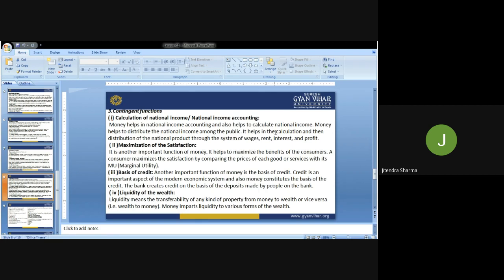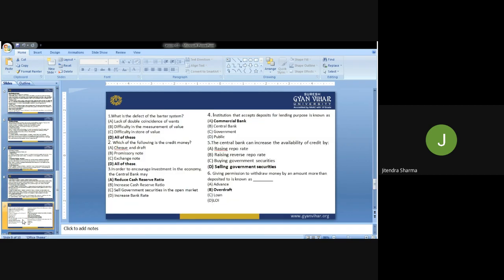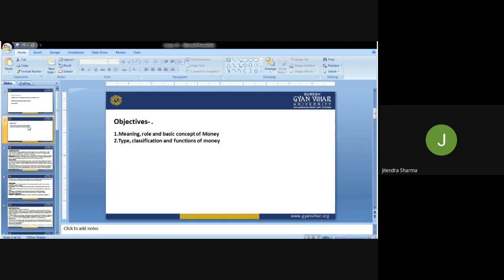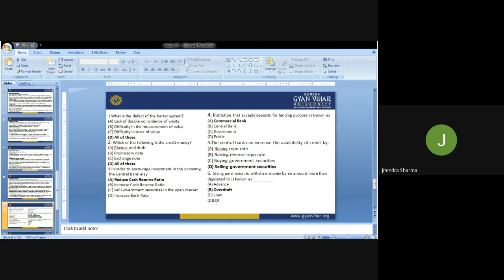So now we'll discuss the MCQs, the possible MCQs from the discussion we have had till now. Our discussion was to achieve these objectives: after the discussion we understand the meaning of money, the role and basic concept of money, then the types, classification and functions of money. All these things we have discussed in detail, and on the basis of this objective, to recheck the understanding, we have framed these MCQs. So let us discuss the MCQs one by one. What is the defect of the barter system?